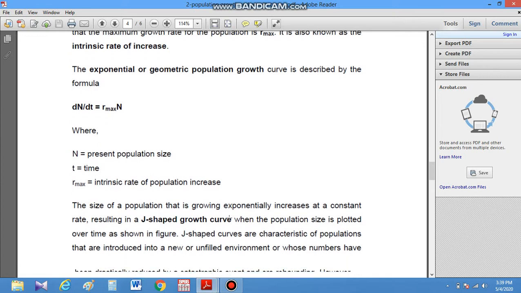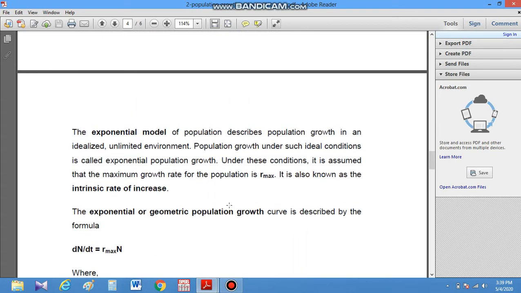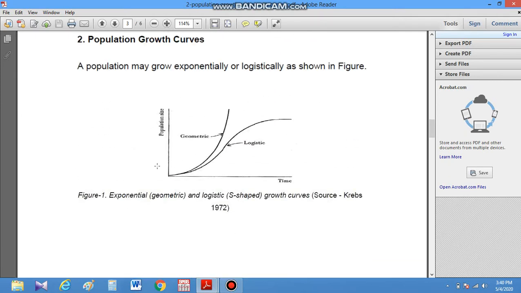When there is exponential growth, a J-shaped curve is obtained, which shows that the population is growing in an unlimited environment. Here the population growth rate is high, many small offspring are produced in a single reproductive cycle, and there is high population growth. So there is a large number of individuals at a given time because the birth rate is high, and we obtain this J-shaped curve.